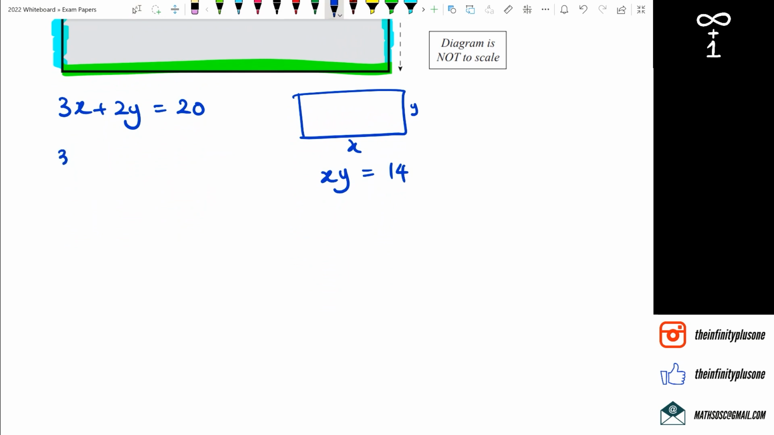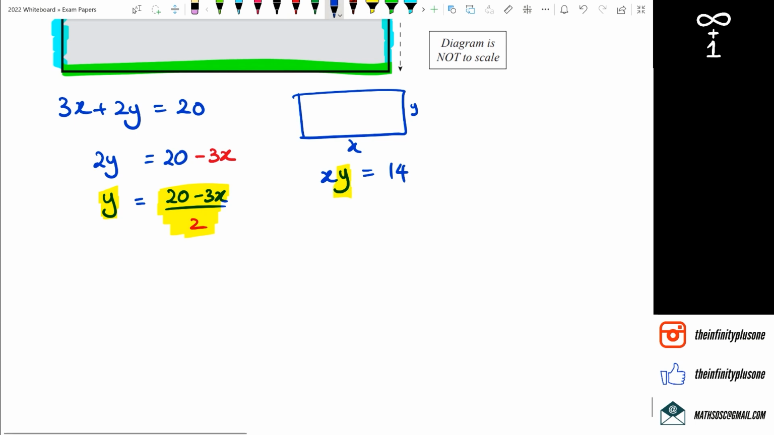We're going to get rid of x on the other side, right? So we've got 2y equals 20 take away 3x, and then get rid of the 2, and we get y is equal to (20 take away 3x) divided by 2. The reason I did this is because I wanted y by itself so that I can replace the y in xy equals 14. And that's what I'm going to do.